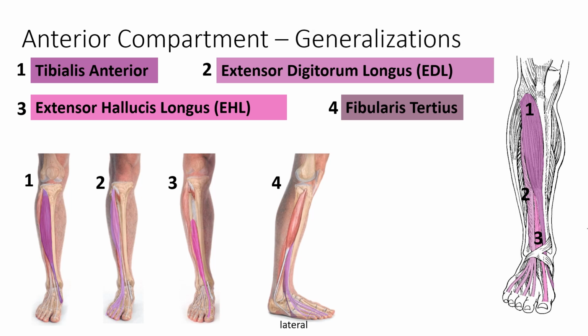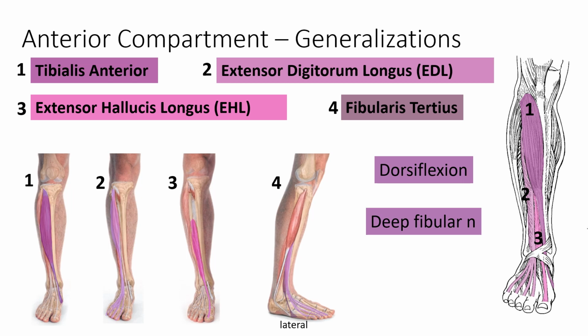So let's talk about some generalizations of the anterior compartment of the leg. So in terms of actions, generally speaking, these muscles perform dorsiflexion. They are innervated by the deep fibular nerve, and they are supplied by the anterior tibial artery.